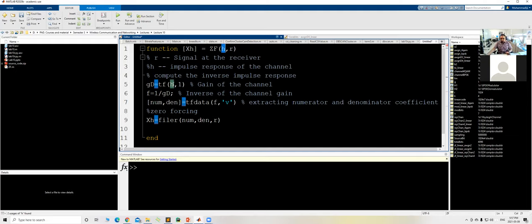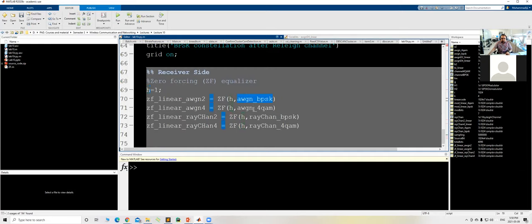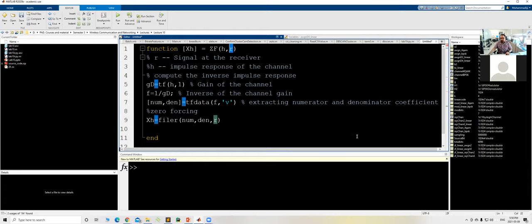So the transfer function is 1/1, so the gain is one. The channel gain is one, which is very good. And then we take the inverse of the channel gain just to design a zero forcing term. And then we extract the numerator and denominator coefficients, whatever is on the higher side and the lower side of the fraction sign, using this built-in function. And then I'm using the filter with the numerator and denominator coefficients and my input data, which is coming from my input. And what is my incoming data? The incoming data is my AWGN output for the BPSK and AWGN output for the 4QAM, then the relay channel output, and also the 4QAM relay channel output.